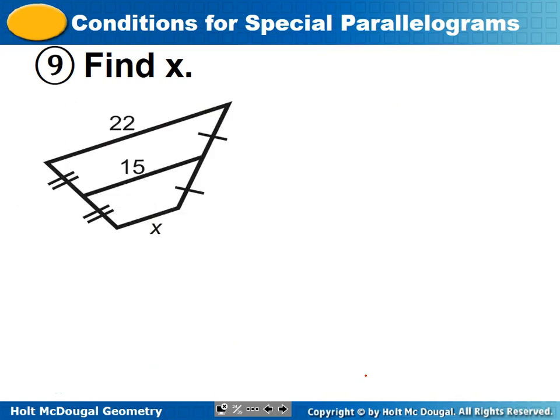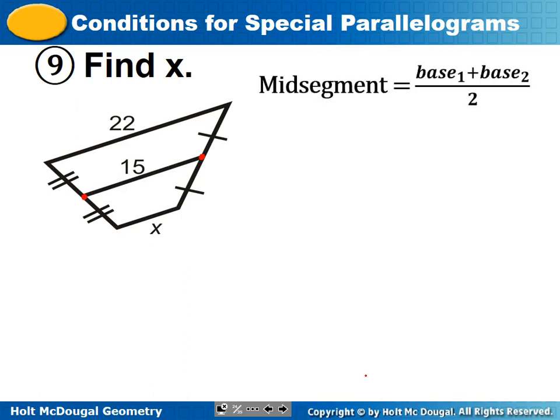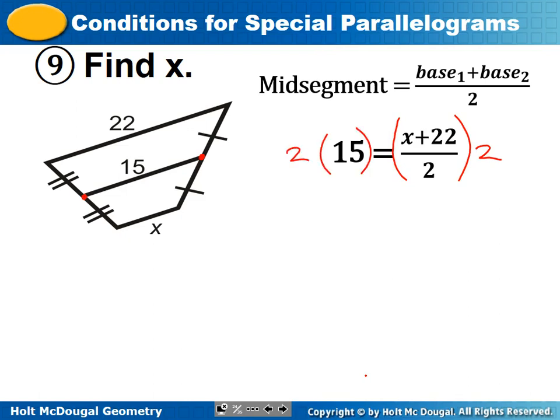All right, number 9. This one's a little different because our mid-segment here, again, here's our midpoint of our two sides. So this time our mid-segment is 15. So we're going to say 15 is equal to (x plus 22) divided by 2. Now, here's the thing that you guys need to remember. When I have a 2 in the denominator, the way I get rid of it is by multiplying both sides by 2. So that's what I'm going to do here to go ahead and get rid of that 2.